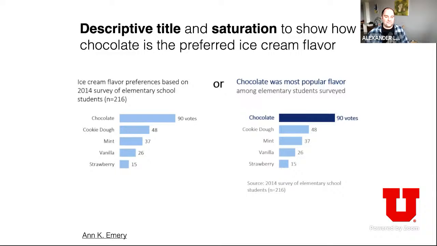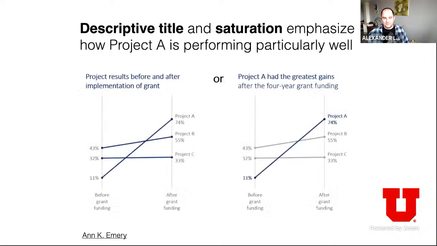Here you have ice cream flavor preferences based on a 2014 survey of elementary school students. You can see kids like chocolate ice cream. But if you want to make this a data-driven story, you could emphasize the key point already in your title: Chocolate was the most popular flavor among elementary students surveyed. And then emphasize that particular point. So same data, both are very accurate representations. It's just that the one really takes care of what the key takeaway is and presents it convincingly. The other one is just a data presentation.